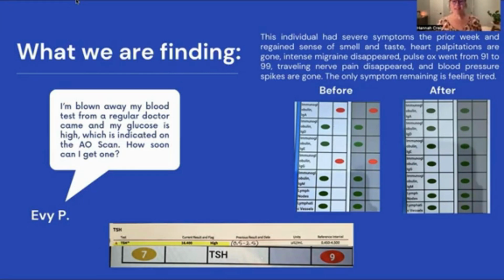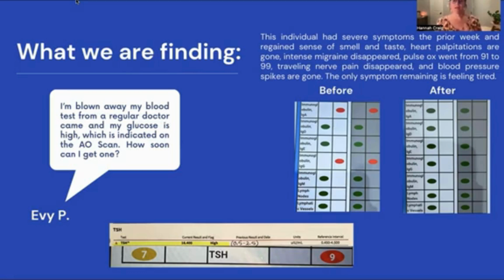Down below, you'll see the TSH, which is a thyroid hormone marker. This person also had blood work done and found their TSH levels to be high. When we did the AO scan, it also marked it as high. And then over on the right, this is a sample of the Vitals report where you can see red being out of balance and green being in balance.